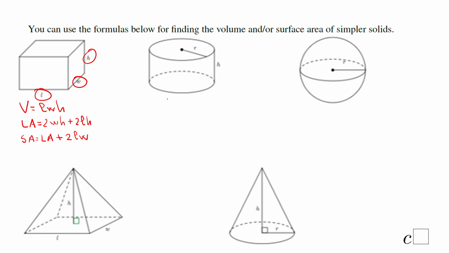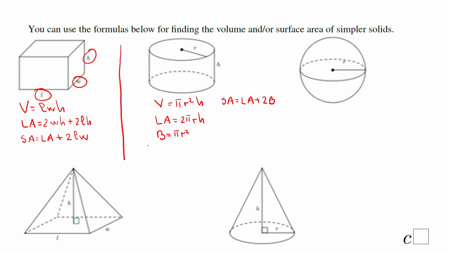Cylinder, the volume is what? Area of the base, which is pi r squared, times the height. Lateral area, if you remember, this is what goes around the cylinder, that will be 2 pi r h. Very good formula to remember. And the base of this, in case you need it, will be a circle, pi r squared. And this one will help you to find the surface area in case you need it. The surface area is the lateral area plus the two bases.